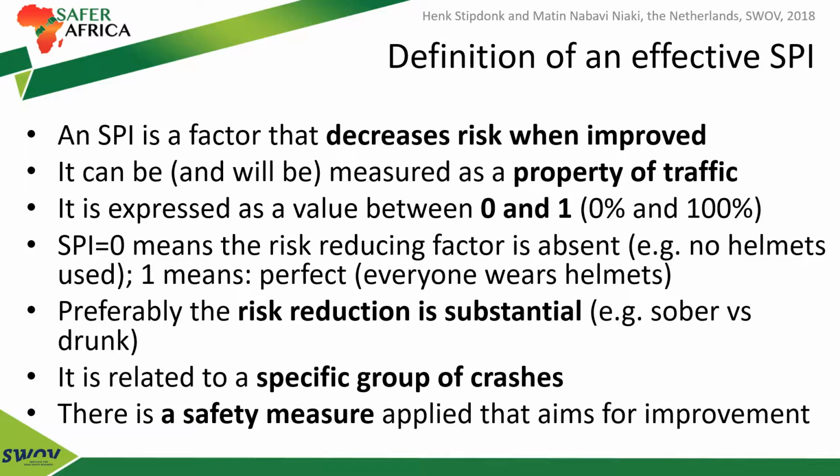The risk reduction of replacing powered two-wheelers with a car is a factor of 40, while a helmet reduces the risk only by a small factor, between 0.2 and 0.5, depending on the type of helmet and speed, etc. Module 5 will focus more on the risk factors associated with specific SPIs.